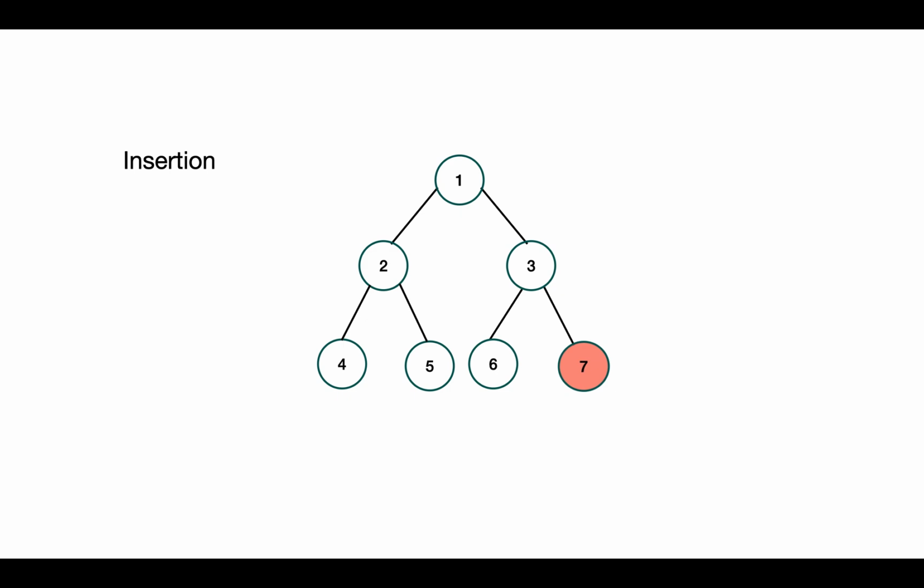But if the tree is a binary search tree, then we need to check for the perfect location. Here, if I want to add the 7 in this binary search tree, then at each node I need to check if the 7 is smaller than or greater than the current node. If it is smaller than the current node, then we are going to keep going towards left. But if it is greater than the current node, then we have to go towards the right.